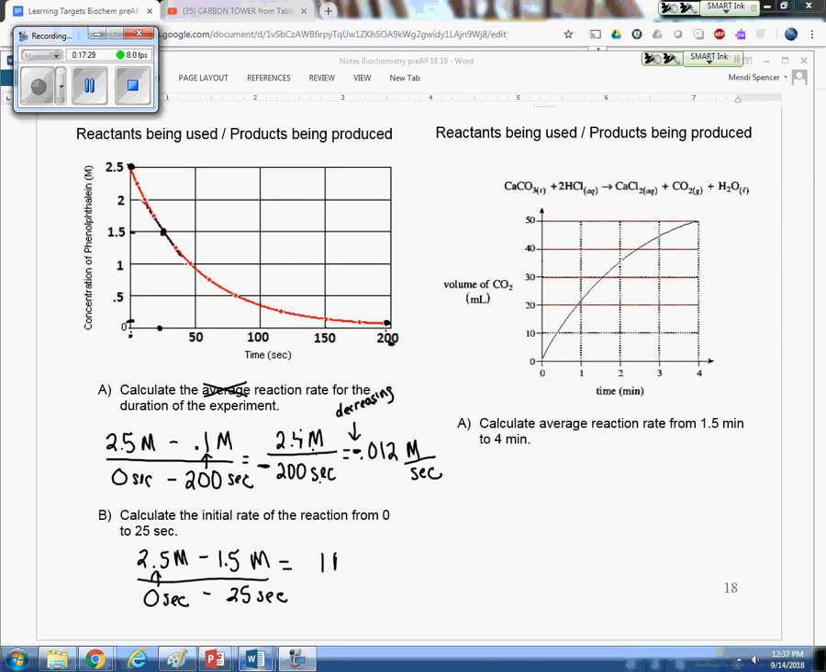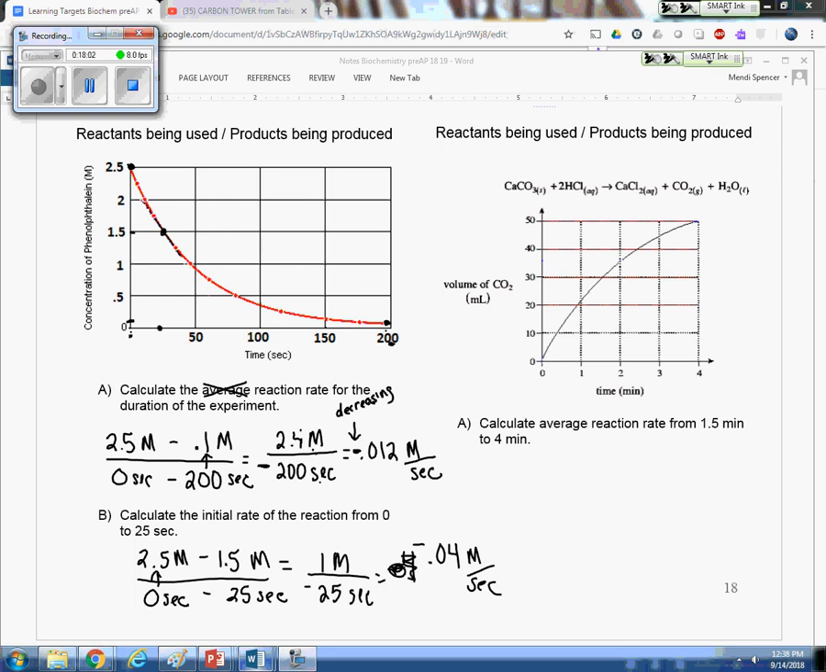So then we do the math. So it's going to be 1 M divided by negative 25 seconds. And that's going to be negative 4. Actually, my decimal's off. 0.04. Let's try that again. Negative 0.04 moles per second. Last problem. You can stop if you want and try it on your own and then check yourself if you want.